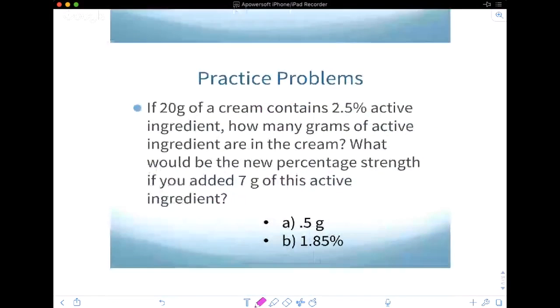So, if 20 grams of cream contains 2.5% active ingredient, how many grams of active ingredient are in the cream? Okay, so go ahead and put it on pause and try to do this yourself.